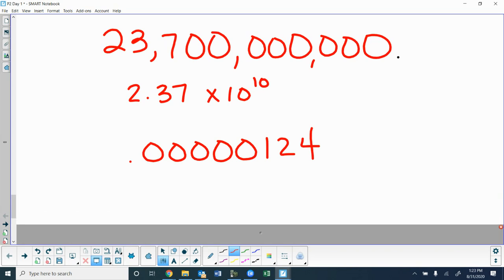Here's a small number. You can see our decimal point. We need to put it between the 1 and the 2. So we moved it to there. We're going 1, 2, 3, 4, 5, 6. So what type of 6 is it? Negative 6, yes.